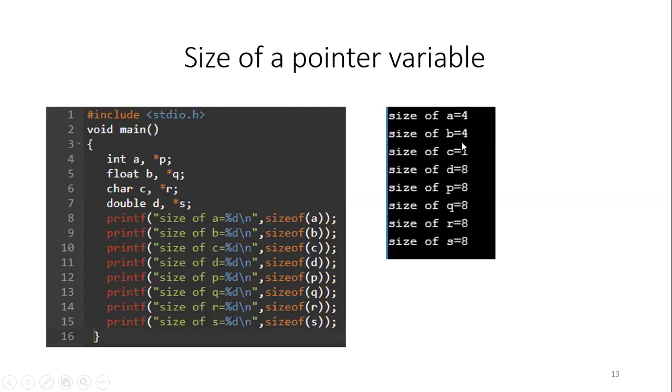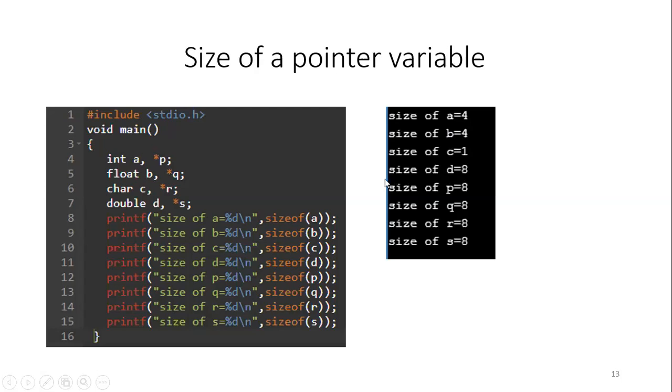Similarly, for float also, 4 memory locations are allocated. Then C is a character variable. To that, 1 memory location is allocated. Then for double, 8 memory locations. Now here, the number of memory locations depends upon the type of the data. For integer it is 4, float is 4, character is 1, and double is 8.